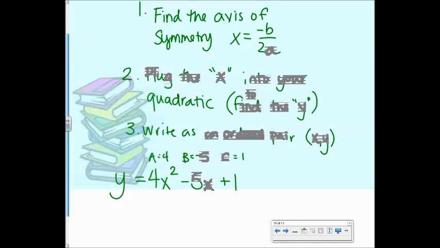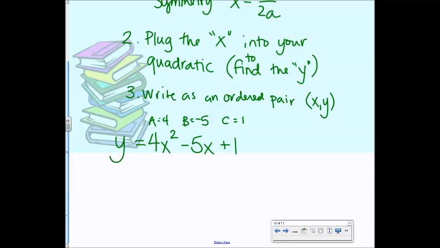So if I plug in -5 for b, what does it end up becoming? Positive, because what happens with two negatives? They make a positive. So 5 over, and then what's a? 4. So what's 2 times a? 8. Good. So x equals 5 over 8. All right, then what would I do with that to find the y value? Yeah, just plug it in. So I'm going to plug that into this equation.